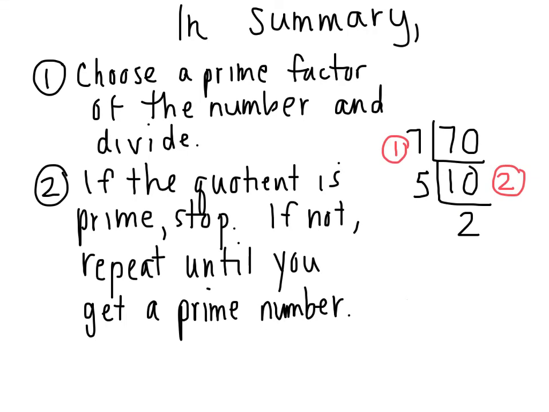Just as a summary for the upside down birthday cake method, you're going to start with your number and make sure you choose a prime factor, and then you will divide, and then you write the quotient down below, and then you keep dividing if your quotient wasn't prime. So in this case, when I did 70 divided by 7, I got 10, and 10 is not prime, it's composite, so I need to keep going. So I decided to use a 5 because 5 is prime. 5 goes into 10 2 times, 2 is prime, so I know I can stop there.